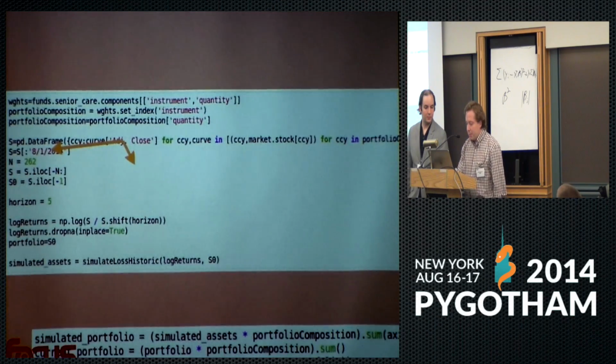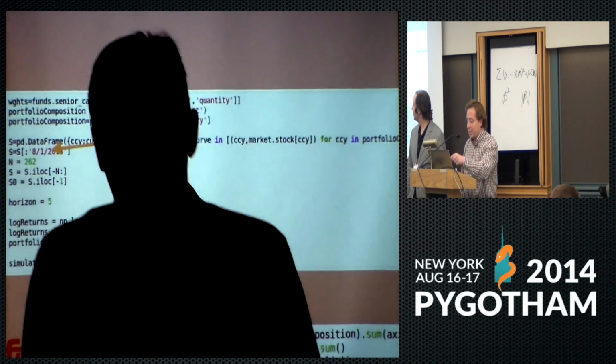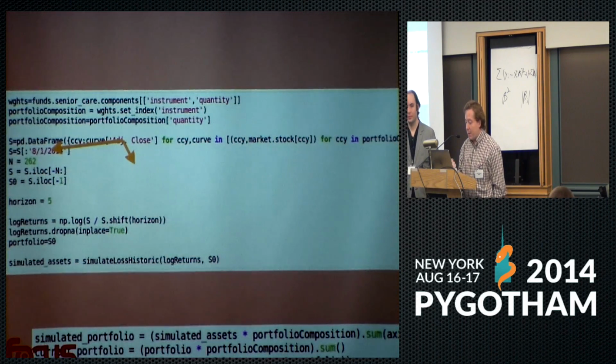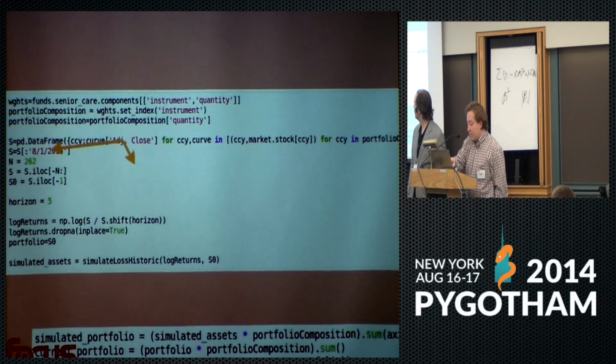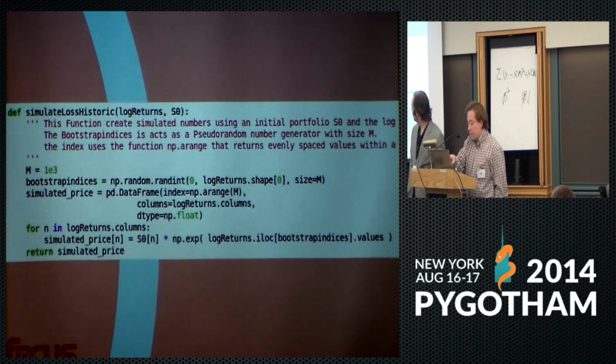In this case, for example, we have a set of weights, portfolio composition, and then what we are doing is just what I described by pulling data from the information or from the framework provided by Andy, and then I am applying just this basic math. So I had an initial position, which is S sub-zero, and I also have the log returns. I have a horizon of 5 days to compute my value at risk. I use this function called simulated loss historic, which is just this.